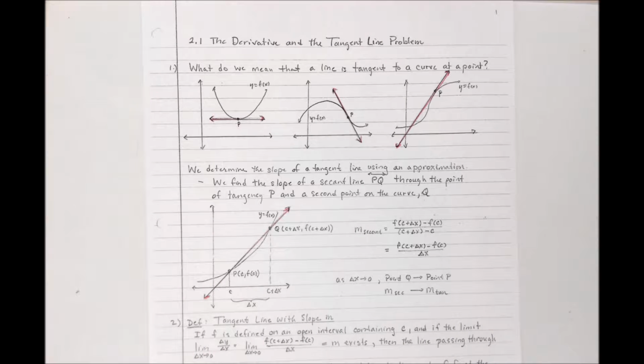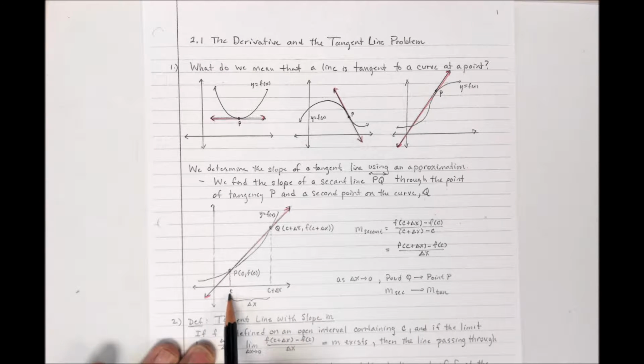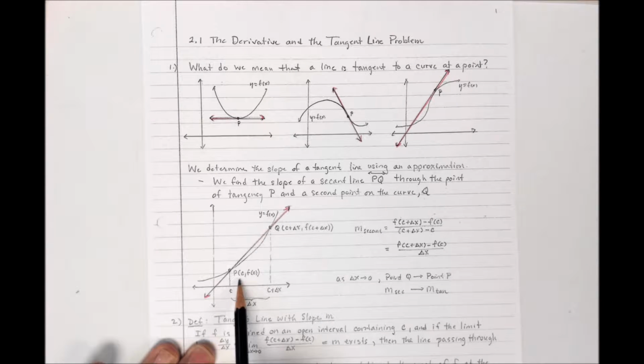So to determine the slope of a tangent line, using first an approximation, and then we'll use the limit to find the exact value, we find the slope of a secant line. And the secant line here is in red. It's the line PQ. Notice at point P, my x value is c. My function is y equals f of x, so I have the point (c, f of c). And then I go a little bit bigger than c by, let's call it, delta x. Typically it's a small positive number. Now I drew it so it looks like it's quite a bit bigger than c to make the diagram a little easier to understand.